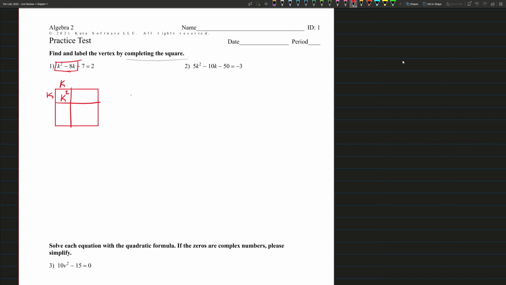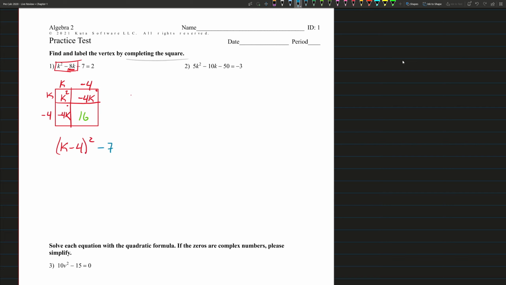Okay, then we have to split up this negative 8k evenly in between these 2 boxes. Right, so negative 4k and negative 4k. Which means that this dimension must be negative 4 and this dimension must be negative 4. Okay, so what we have are the dimensions of this box. That's k minus 4 times k minus 4. And the only thing we're missing is this area down here, which is negative 4 times negative 4, which is positive 16. Okay, so if we put this back in, we get k minus 4 squared.